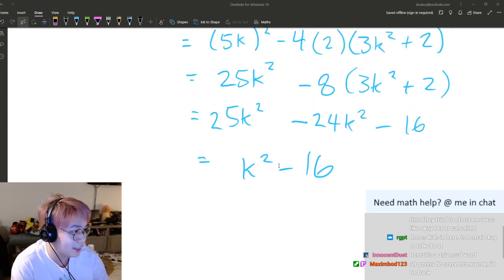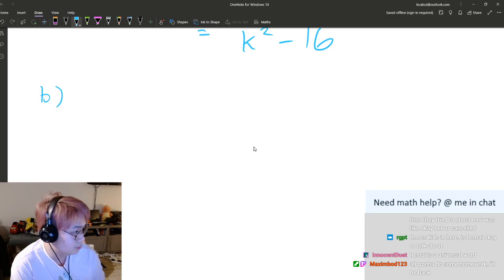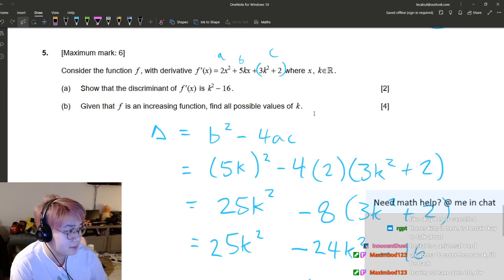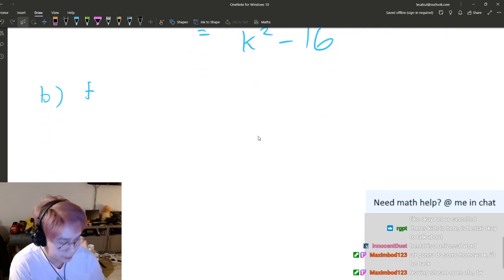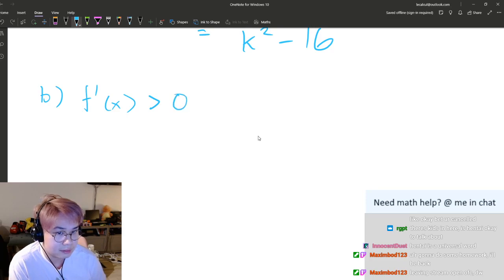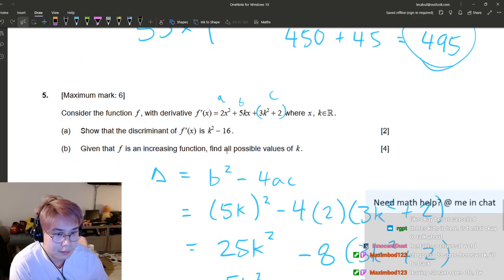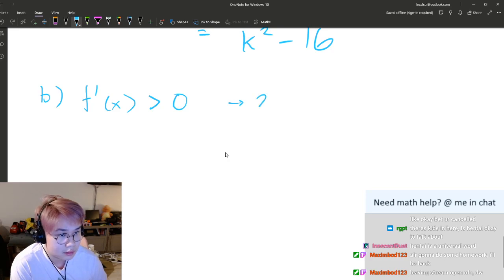Anyways, where was I? Okay, I finally simplified this, and then I'm done part A. So part B. F is an increasing function. Find all the possible values of k. Okay, if f is increasing, then let's just see what that means. That means that your derivative is positive. So this entire function is positive.